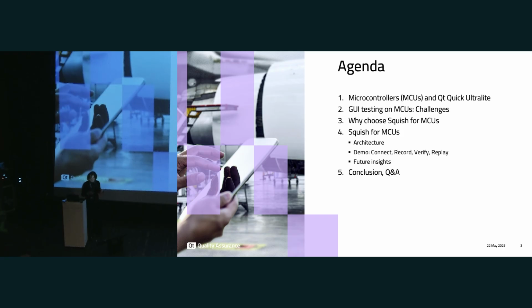We will look at some advantages of using Squish, and then we have a quick look at its architecture. If all goes well, there will even be a demo in which we connect to the device, record a simple test case, verify, replay, and hope everything will pass. And finally, there will be some future insights into what we plan for testing user interfaces on MCUs next.